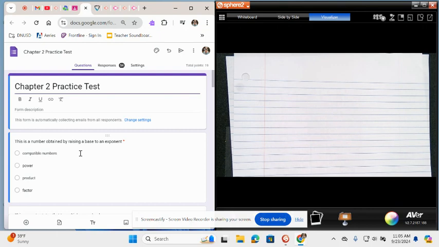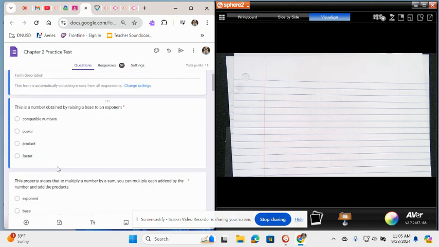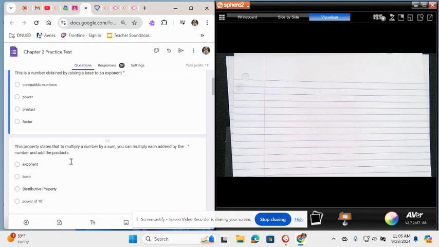Okay. The first one, this is a number obtained by raising a base to an exponent. And it's either compatible numbers, power, product, or factor. Now, the answer here is power. A power is a number obtained by raising a base number to an exponent. And so I said to use your scratch paper, but obviously for the vocab questions, there's nothing to put on your scratch paper.